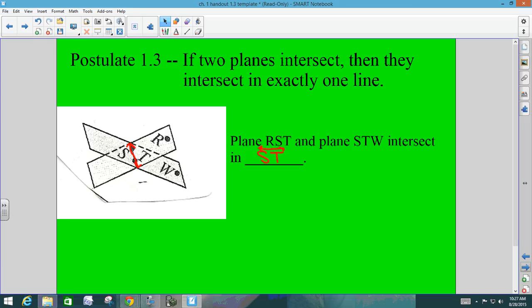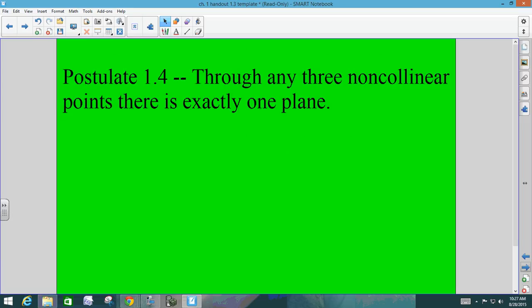All right, fourth rule, fourth postulate. Through any 3 non-collinear points, so 3 points not on the same line, there's 1 plane. The 2 speakers and the sprinkler, remember they were non-collinear? There's only 1 plane that they're all going to sit on, and that's the ceiling.